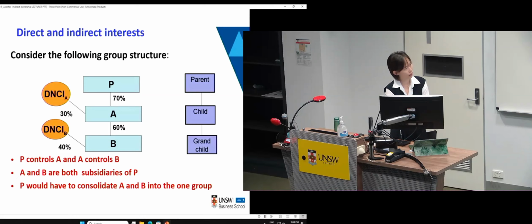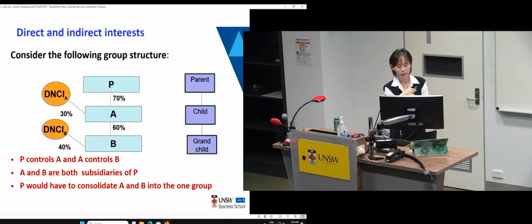Now, when P consolidates its subsidiary B Limited, P's ownership interest in B is only 42%, by using 70% multiplied by 60%. Well, the voting rights P controls in B is 60%. Okay, so P controls 60% of the voting rights in B Limited.